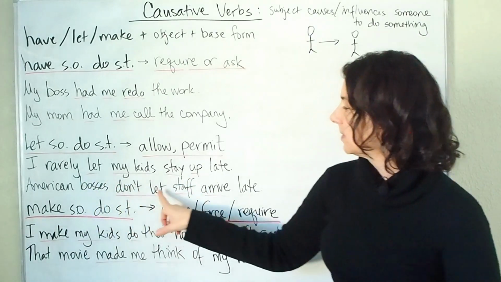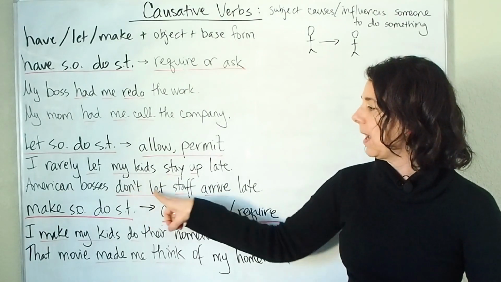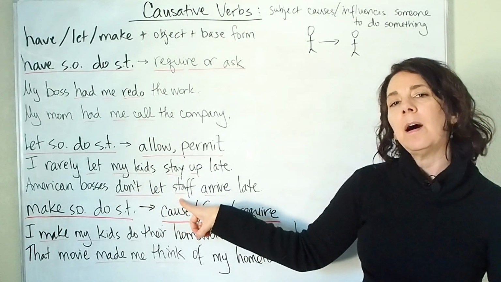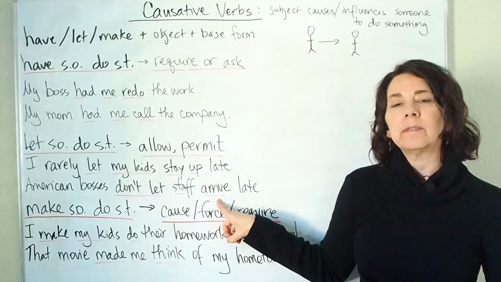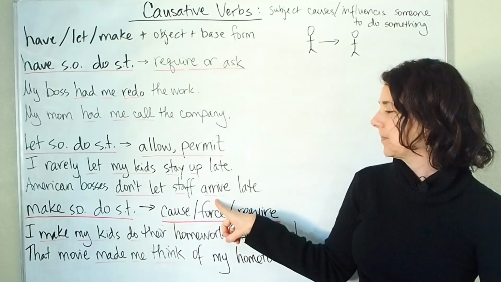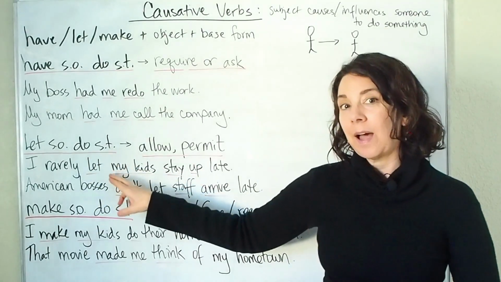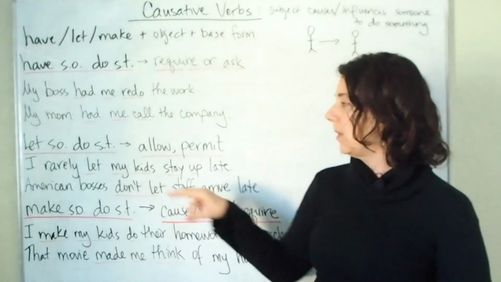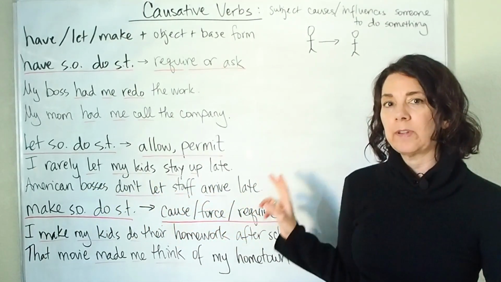Or American bosses don't let staff arrive late. So here we have the main verb of the sentence, let, and we have the object, which is the people, and then the action. That's in the base form. What does this mean? This means that I don't allow or permit my kids to stay up late, or American bosses don't permit their staff to arrive late.